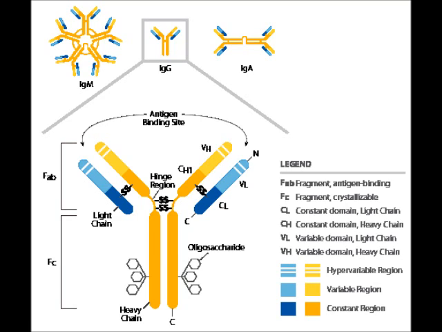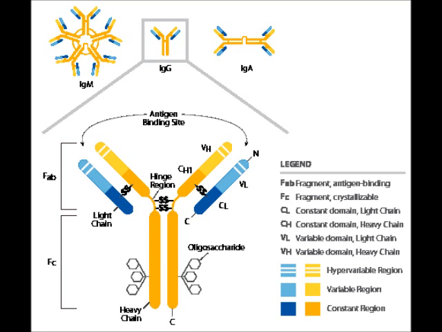Each antibody contains 2 light chains that are always identical. Only one type, kappa or lambda, is present in each antibody. The other types of light chains are found in other vertebrates, but not in mammals.